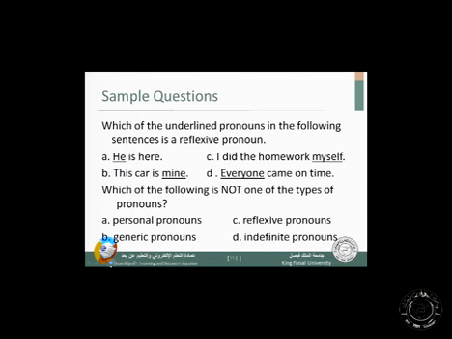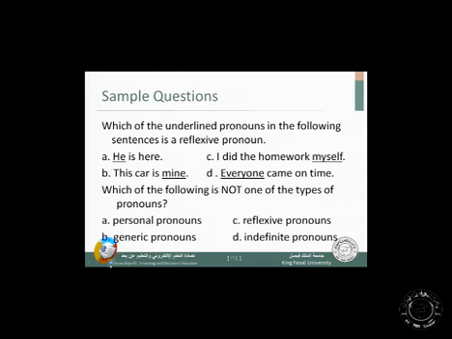Here are two examples of these questions. Which of the underlined pronouns in the following sentences is a reflexive pronoun? So here we have 4 sentences, and I underlined pronouns for you in these sentences. So where is the reflexive pronoun? Is it he in the first sentence?